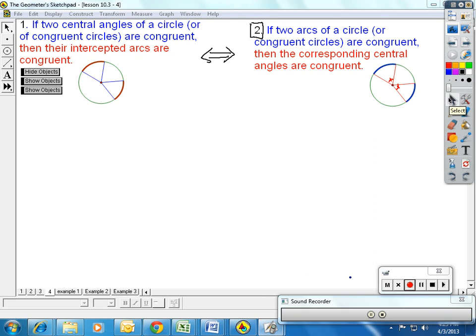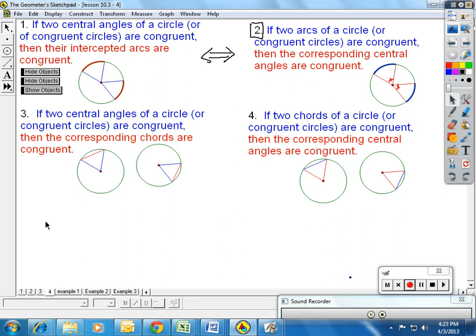Next two theorems are going to be similar. If two central angles of a circle are congruent, so I've got central angles. Now I've shown two separate circles, but they are congruent. Notice this disclaimer here, or congruent circles. So it works if I'm dealing with two central angles within the same circle, or it also works when I've got two congruent circles.